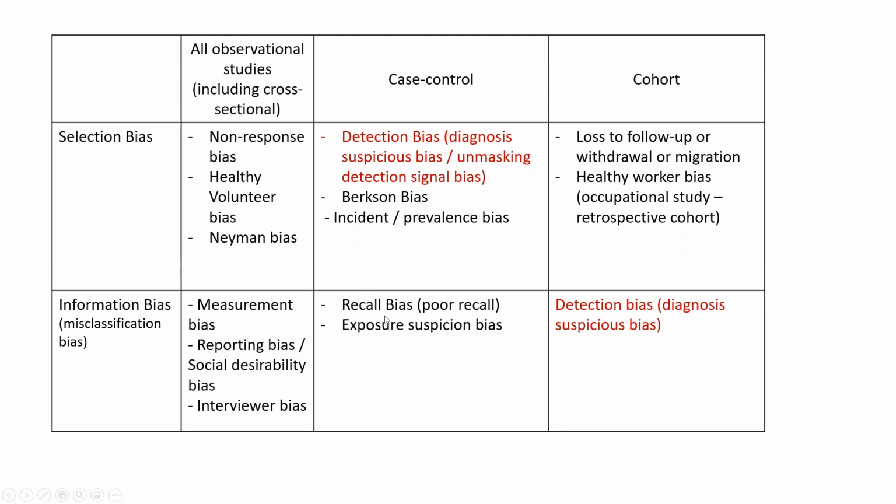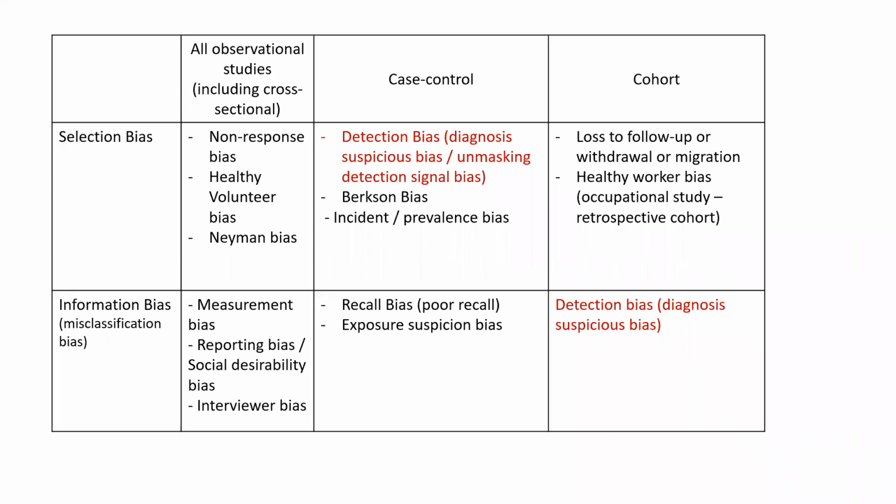Case control, we have recall bias. As you said, it's also in cross-sectional, but basically recall bias is, for example, when you talk about women with babies with congenital malformation, and my exposure would be drugs or antidepressant drugs, and my outcome would be congenital malformation. And I do a case control study.